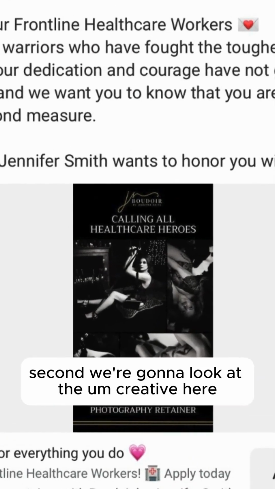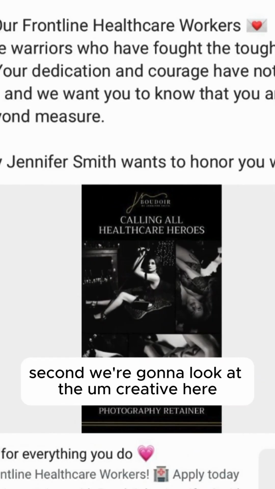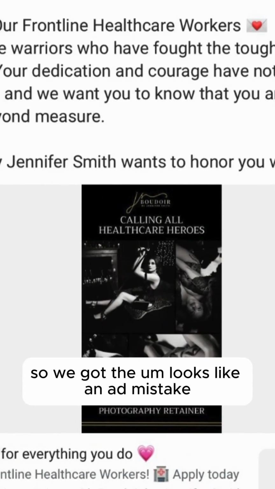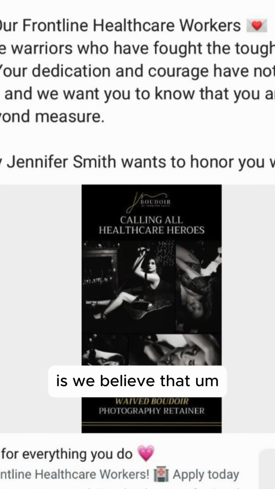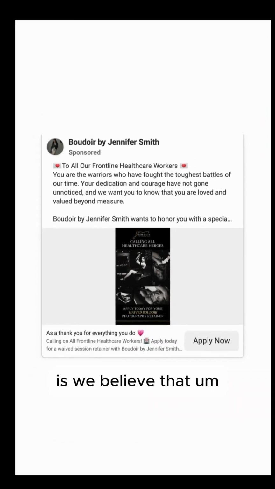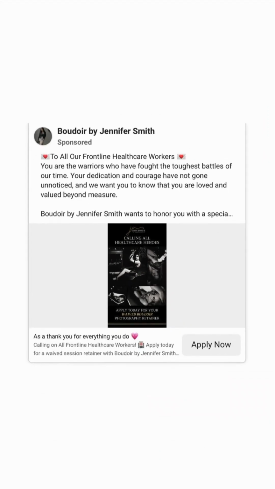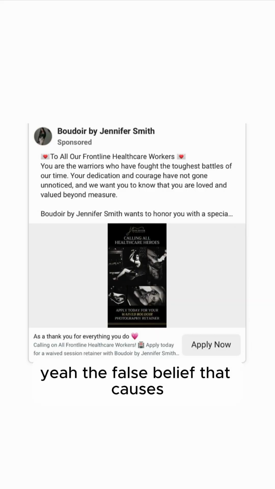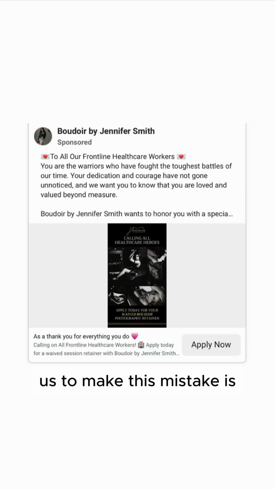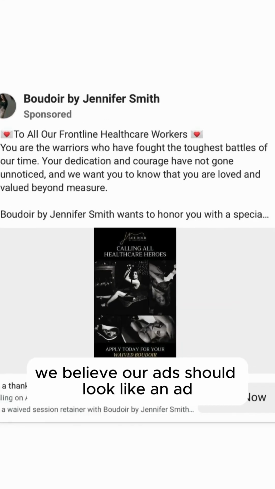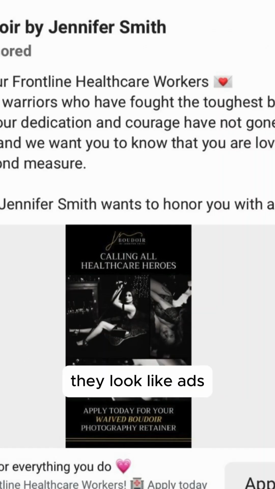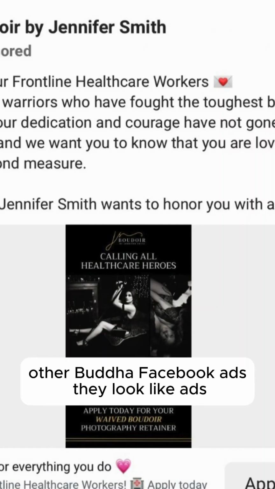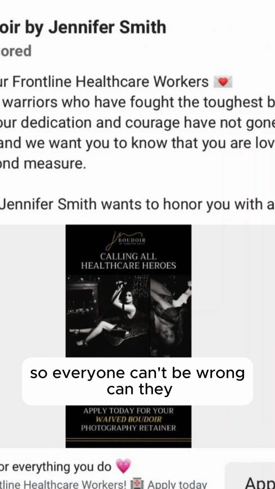Second, we're going to look at the creative here. So we've got the looks-like-an-ad mistake. The false belief that causes us to make this mistake is that we believe our ad should look like an ad, because that's how we see other Facebook ads. They look like ads. Other Boudoir Facebook ads look like ads. So everyone can't be wrong, can they?